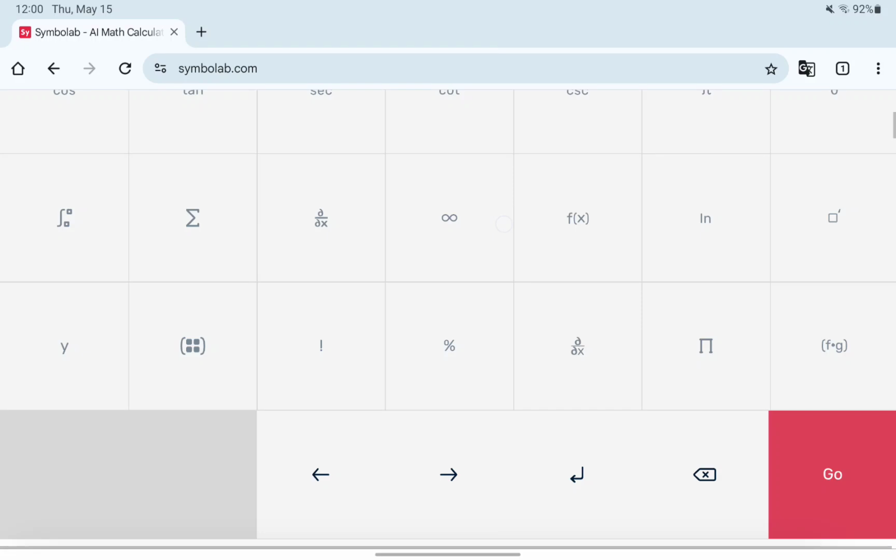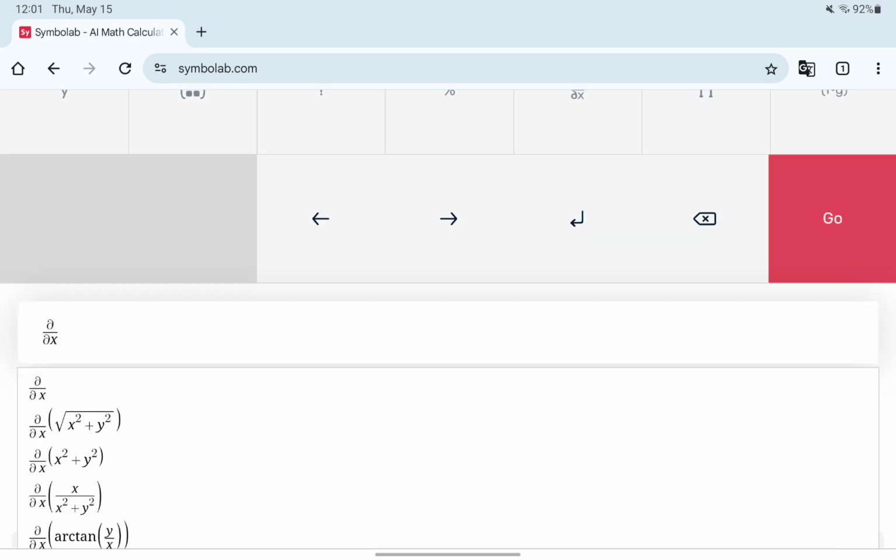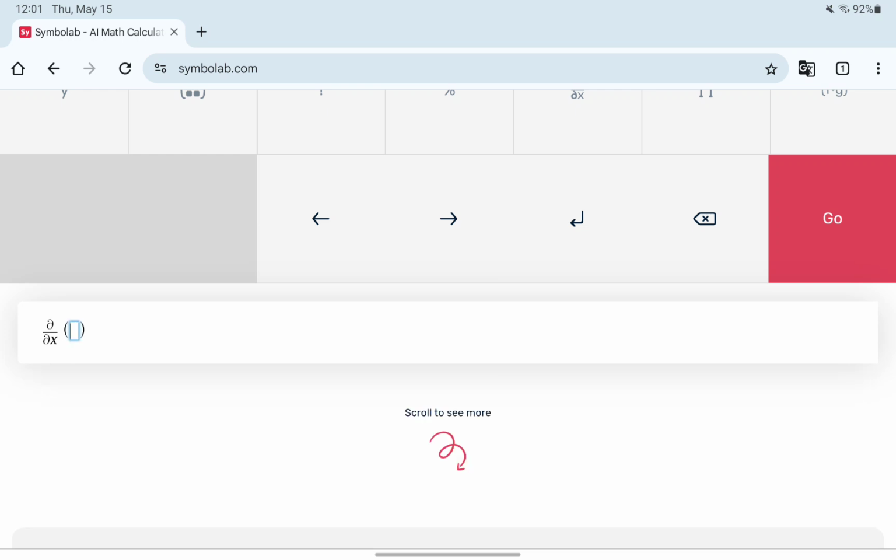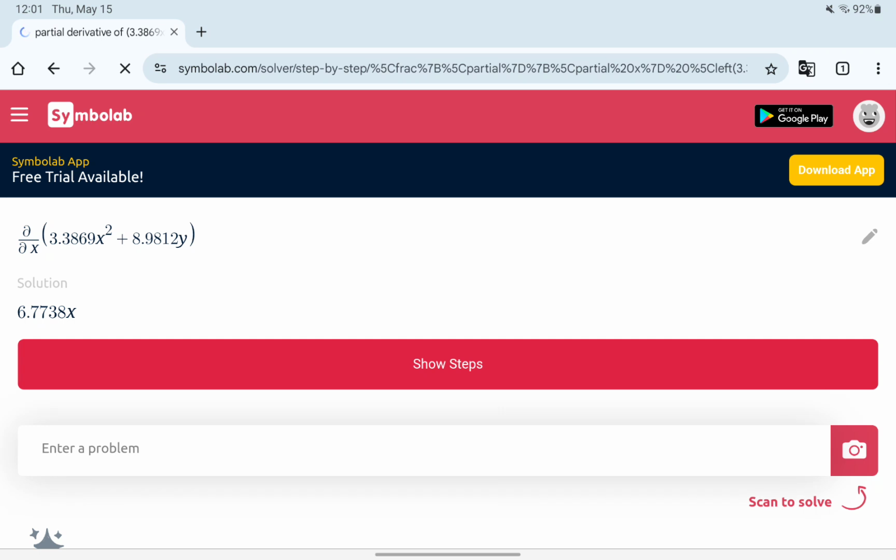And as we swipe through those, depending on the device you're using, these tabs will look different, these tiles will look different, but we're looking for that delta over delta x notation. And then we want to input the function that we're differentiating. And once we hit go or enter, we'll evaluate and we get that first partial derivative as 6.7738x.